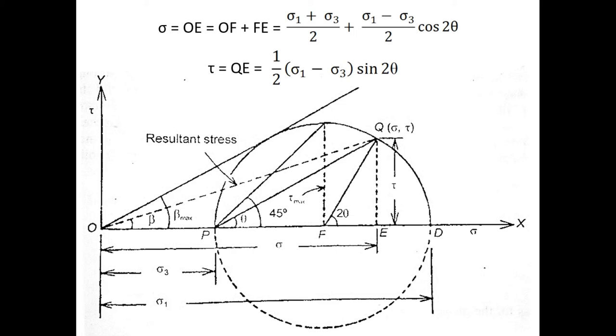Okay, on which the normal stresses I have marked sigma 1 and sigma 3. A plane inclined at an angle theta, that is PQ, I have drawn. That line passes through P and through Q and it makes an angle theta to the major principal plane represented by OX. You can see theta. So that will intersect the circle that we just constructed at a point Q, and that particular point Q will have its coordinates as sigma and tau.